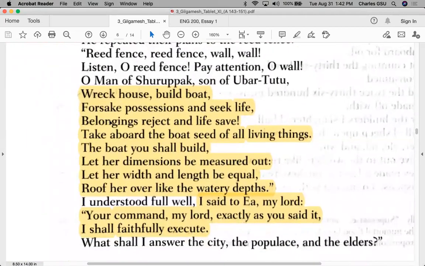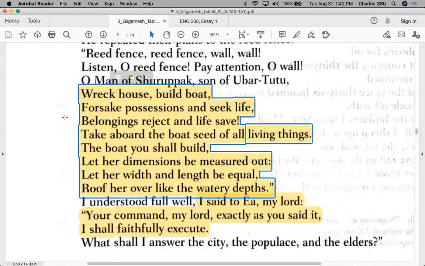So Ea comes and basically gives Uttanapishtim instruction. Wreck house, build boat, forsake possessions, and seek life. Belongings reject and save life, save. Talking in this kind of cryptic, clipped manner. But it's in effect what later God tells Noah to do, right? That is, forget everything, build a boat, and save yourself and your family. Take aboard the boat seed of all living things. We have a version of that in Genesis.